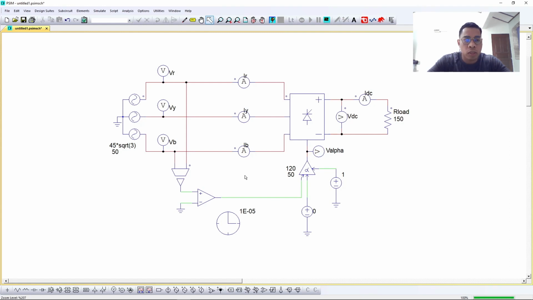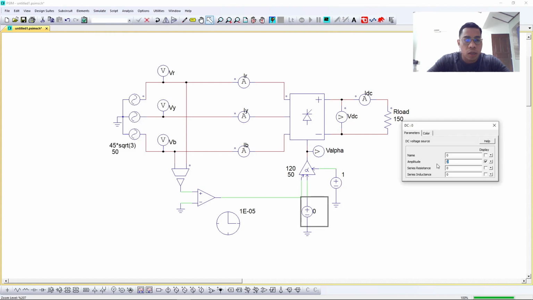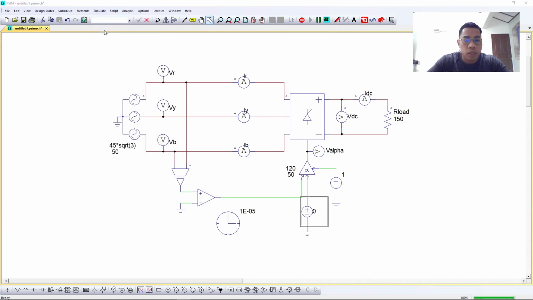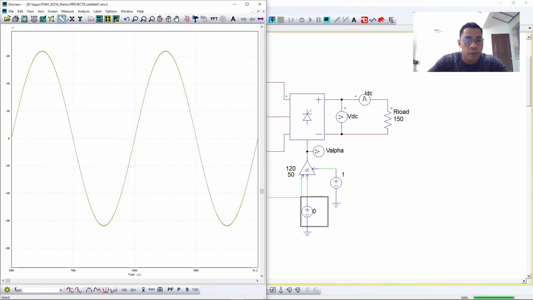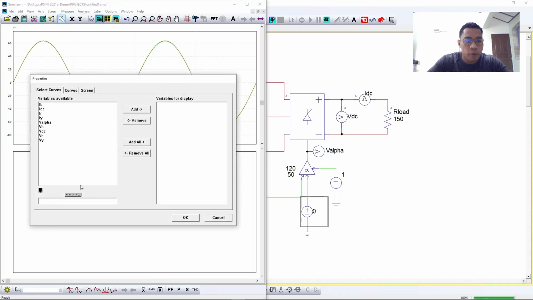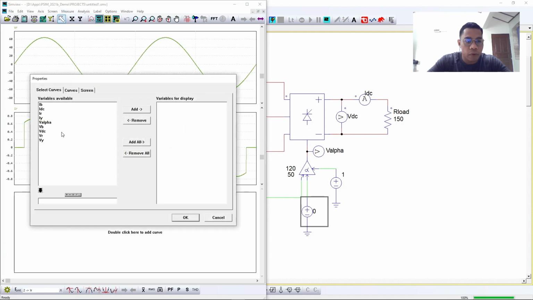Okay, for experiment 3, we can find the waveform for IR, IY, and IB. Firstly, we have to change the angle. We change the angle to 0. Then we run the simulation. After we run the simulation, we can find the waveform for VR. This is the waveform for VR. The waveform for IR.